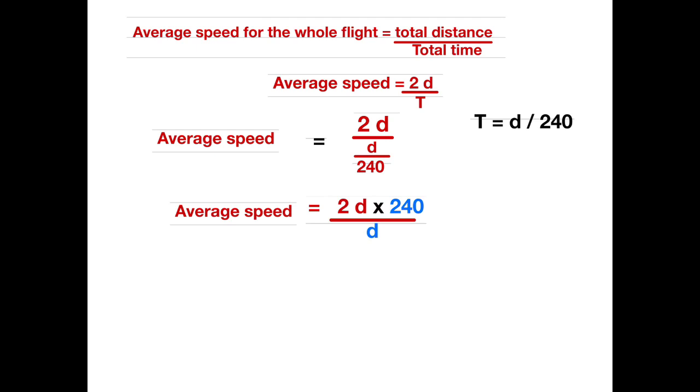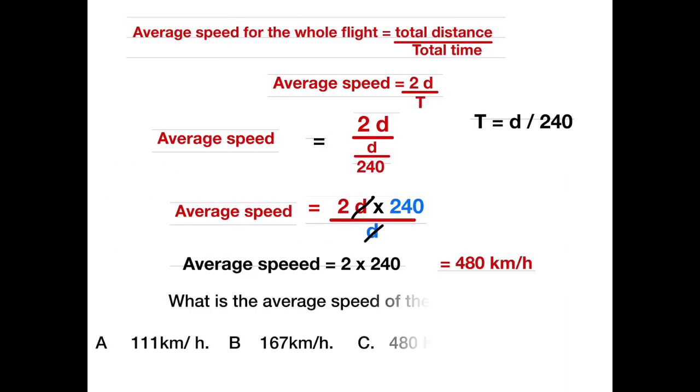I hope you know this. When you see this number, this is considered in division form, the 240 I'm talking about. Now you're going to multiply this with the 2D. So what we can do now is cancel out the D's and we are left with 2 into 240, which is equal to 480 kilometers per hour, which is the average speed. So let's see what we are given in the options, and the correct option is, yes, you're right, that is C.